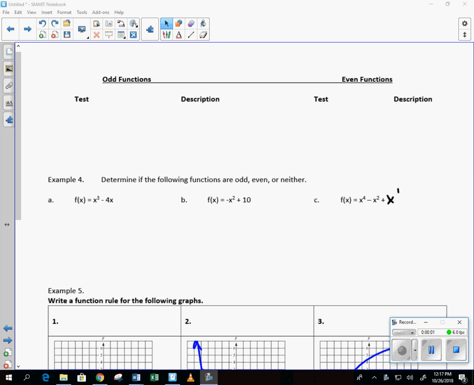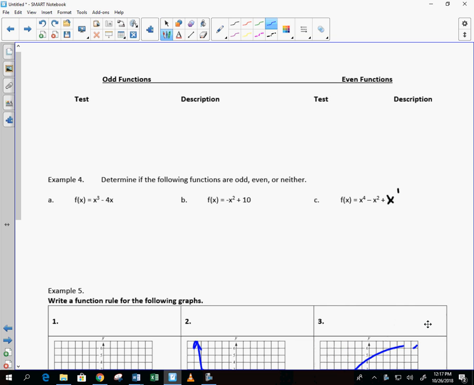Go ahead and do the assignment on your own if you'd like to, but I don't think you need to do this assignment to really understand it. What is an odd function? Well, I'll draw an example of an odd function.